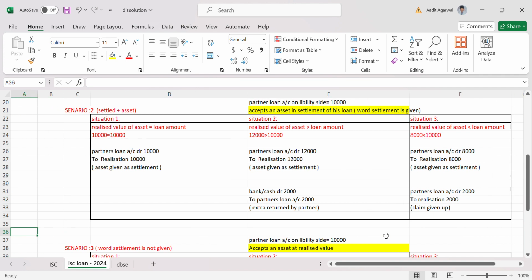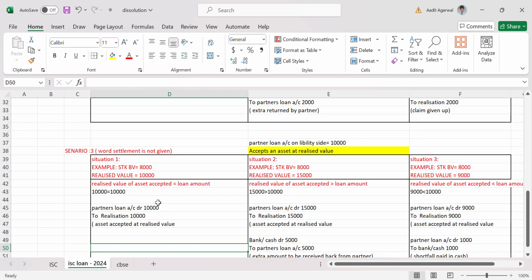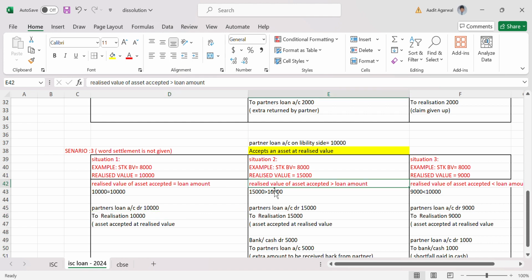The third scenario is when the word settled is not given, but you're still giving him an asset against his loan. Again you compare the realized value with the loan amount. If the realized value of the asset is equal to the loan amount, then you just record it in realization as partner's loan account debit to realization. If realized value is more than the loan amount, then also you transfer partner's loan account debit to realization.